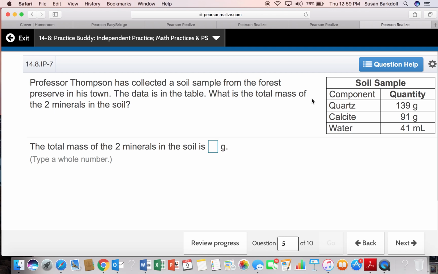Professor Thompson has collected a soil sample from the forest. What is the total mass of the two minerals in the soil? Well, you have to look at that and realize that water is not a mineral. So we're going to ignore the 41. We're not going to look at that. We're just going to take these two into account. So we're going to add 139 plus 91.